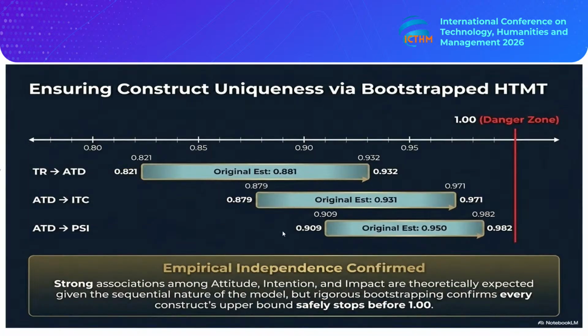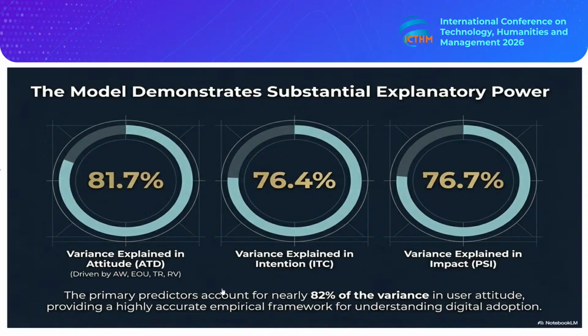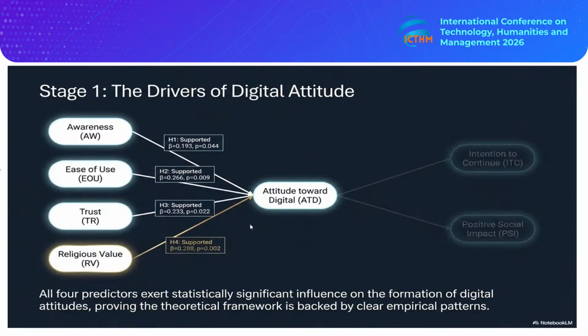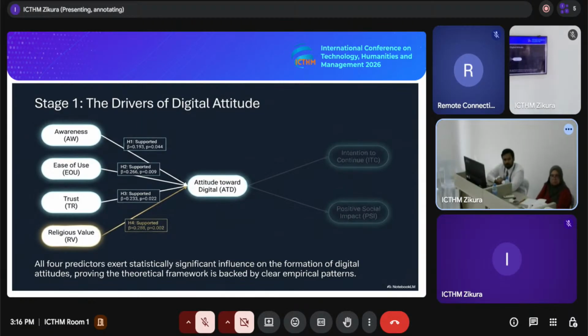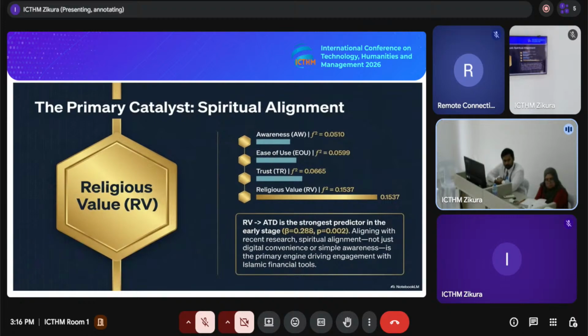These are the variants. Just now I said that we are using the variables, and for the validity of the data, we are using the bootstrap. All the variants are very significant, and you can see that all these four variables support attitude towards digital. We found that awareness, ease of use and trust matter, and the religious value contributes the highest towards the waqf donation itself.